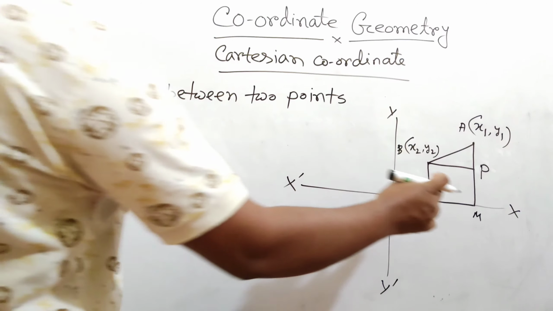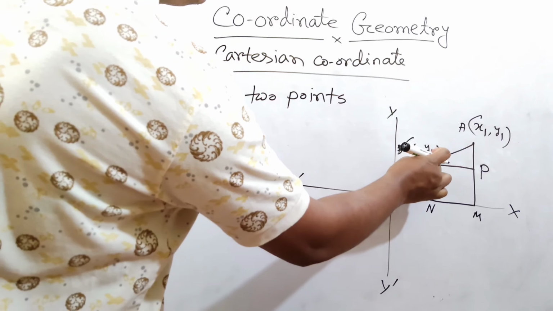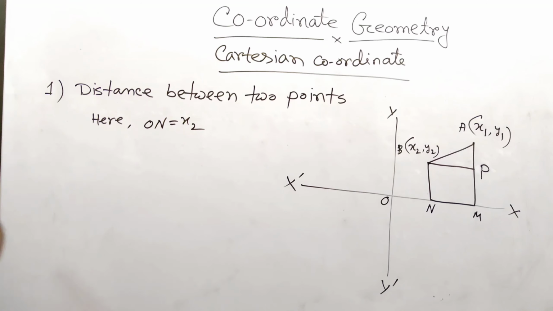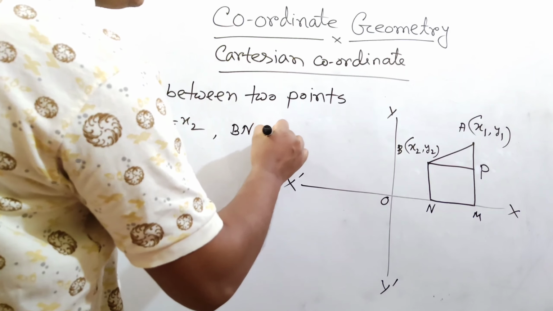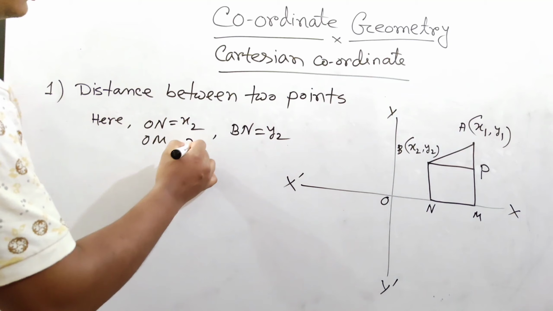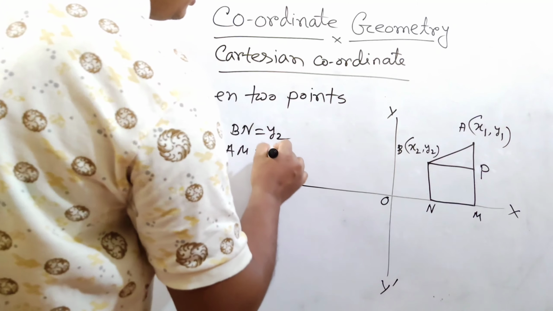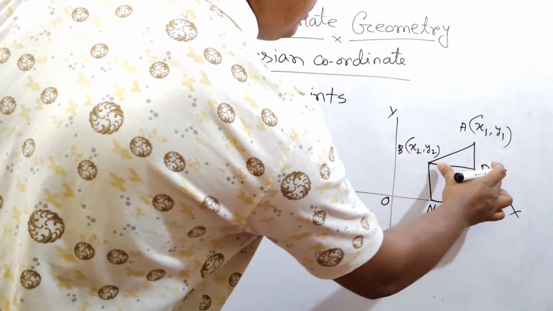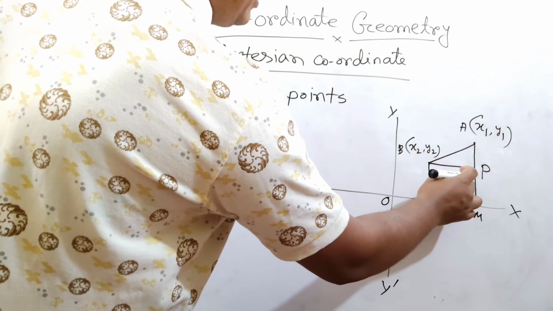If you look carefully, ON is the horizontal distance, that is x2, and BN is the vertical distance, that is y2. OM is the horizontal distance for point A, that is x1, and AM is y1. NM and BP are the same because they are parallel and equal, since this is a rectangle.